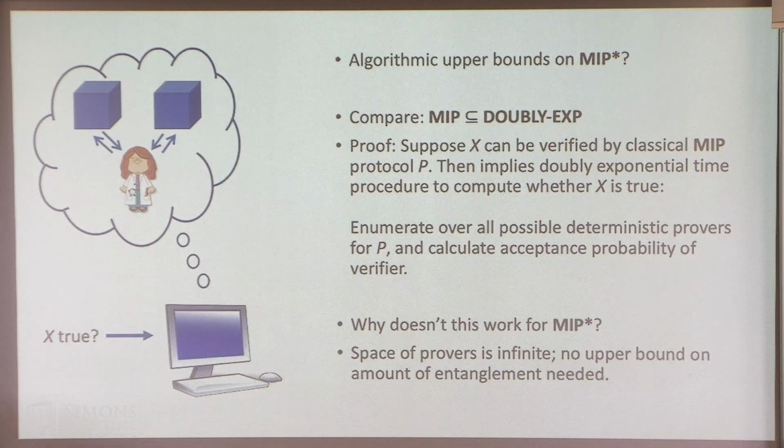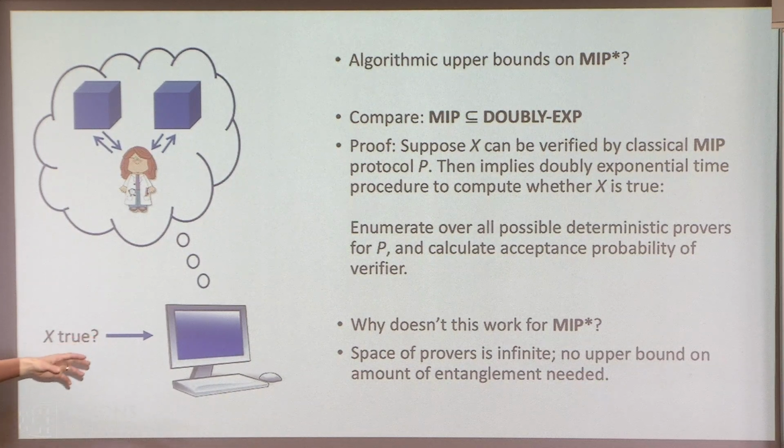So why doesn't this work for MIP star? Well, when you're thinking about quantum provers, what does it mean to enumerate over all prover strategies? Well, you have to enumerate over all possible quantum states, all possible measurements. First of all, this space is infinite.